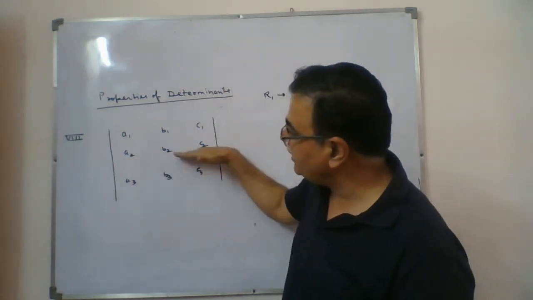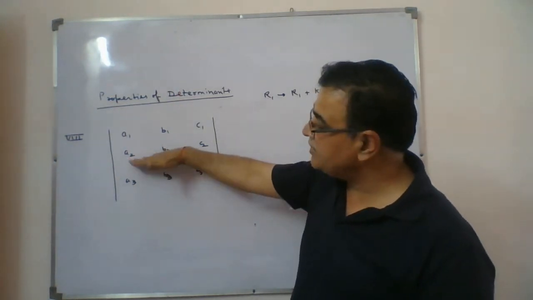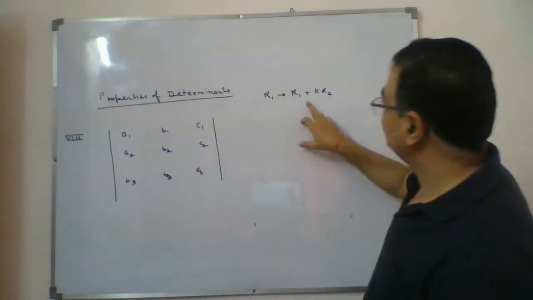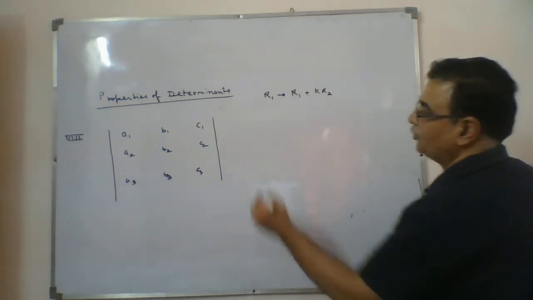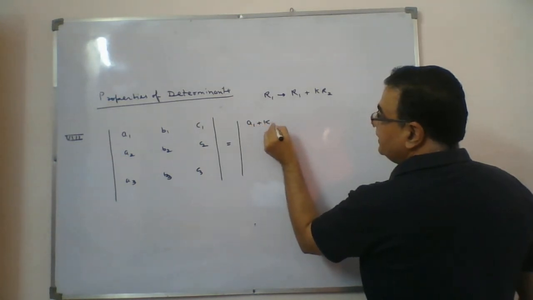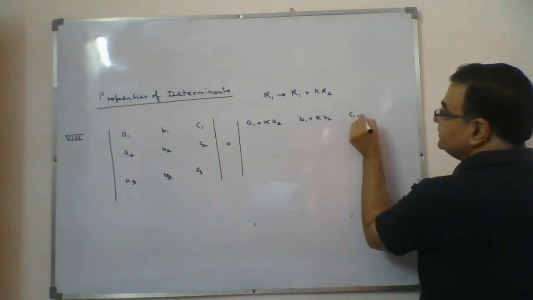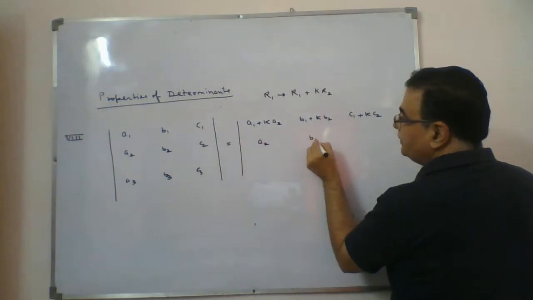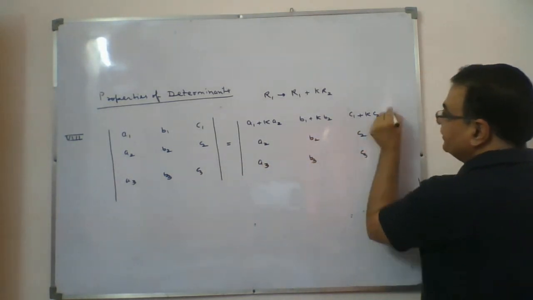So this element will multiply with k and add here. R2 should not change. Only the elements of R2 will be taken into consideration, multiplied with k and added to the first row. This operation will be written as R1 plus k times R2. Then what will this become? This will be A1 plus k A2, B1 plus k B2, C1 plus k times C2. Then A2, B2, C2, A3, B3, C3.